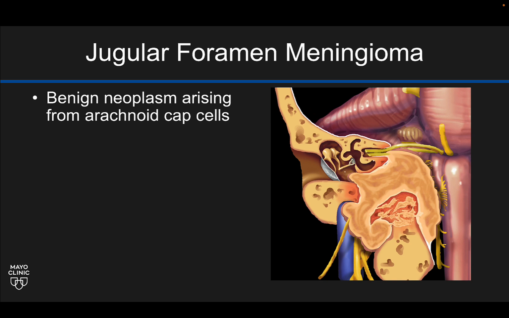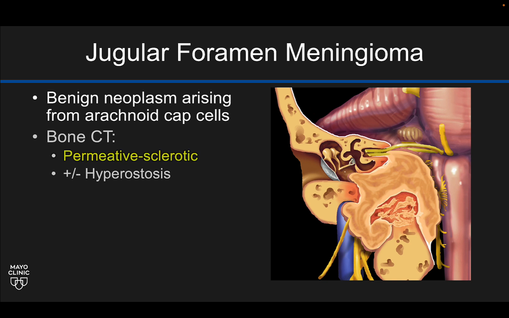All right, our next primary tumor is going to be our jugular foramen meningioma. This is a benign tumor that arises from arachnoid cap cells. On CT, what we look for are permeative sclerotic bone changes, sometimes, but not always, associated with hyperostosis.